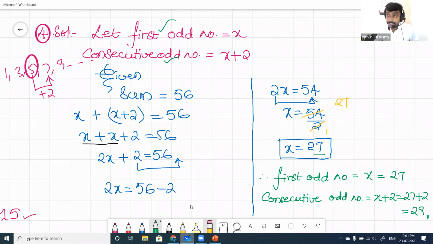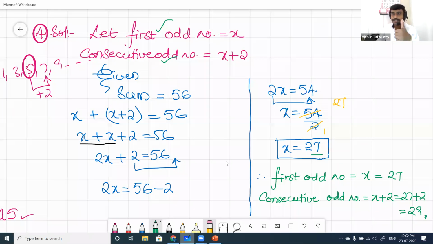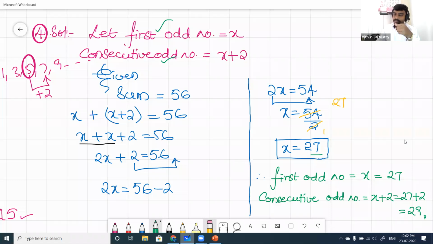So what is the question actually? Sum of 2 consecutive odd numbers. Here the 2 odd numbers we got are 27 and 29. If you add these 2, 27 plus 29, you will get 56. That's it. Your 4th question is over. You can take a screenshot and show me thumbs up. Done? Spurti, Kaushika, done beta? Yeah, thank you.